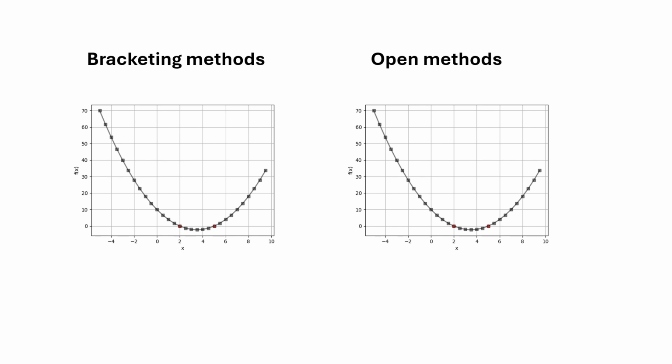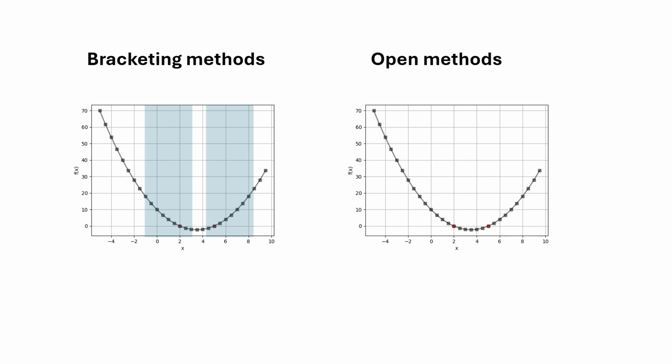Root finding methods are typically classified into two categories: bracketing methods and open methods. Bracketing methods require two initial guesses that bracket the root. In this example, there are two roots of the function f of x, so we have to provide two guesses per root. Since we begin with the knowledge of the lower and the upper bounds of the interval that contains the root, the bracketing methods always work, but they might converge slowly.